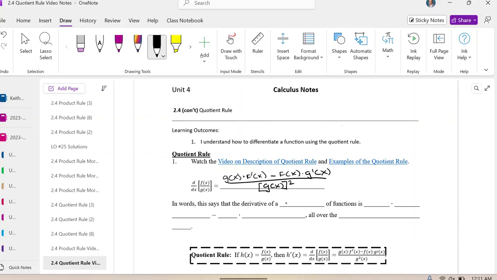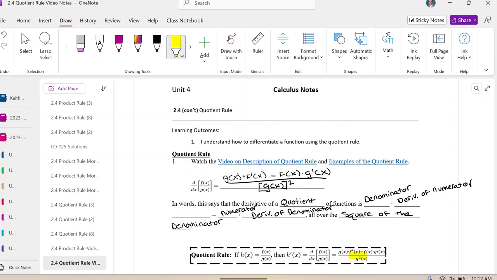In words, this says that the derivative of a quotient of functions is the denominator function times the derivative of the numerator, minus the numerator function times the derivative of the denominator, all over the square of the denominator. And that is the quotient rule that is right here.